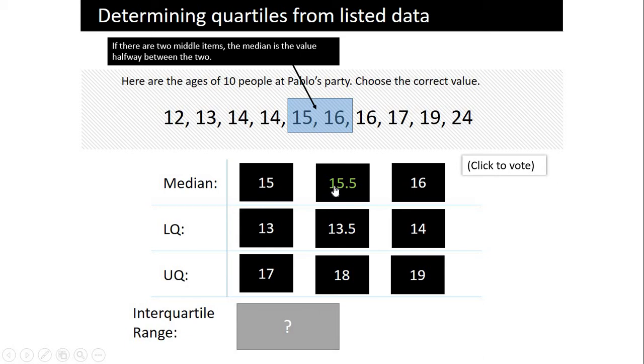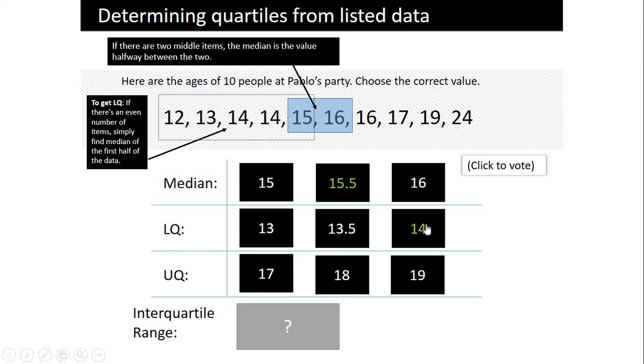The lower quartile then. Because there is an even number of pieces of data, we split the data in half. To find the lower quartile, we are finding the median of the lower end of the data, so between 12 and 15. So if we cross off from each end, we get 14 in the middle, so our lower quartile will be 14. So if there's an even number of items, we simply find the median of the first half of the data.